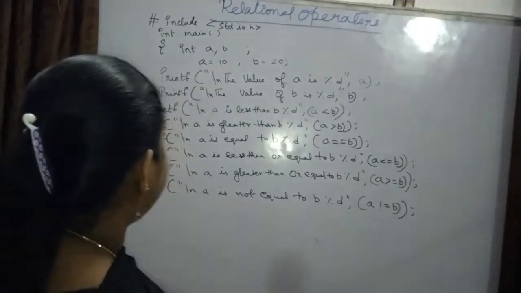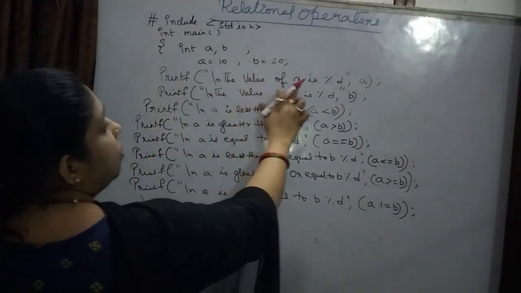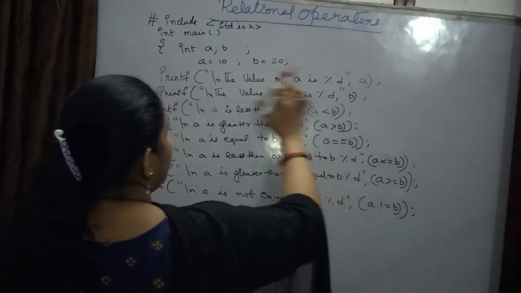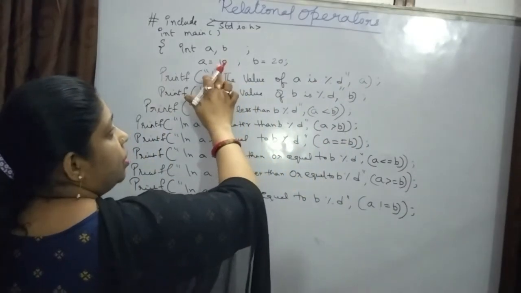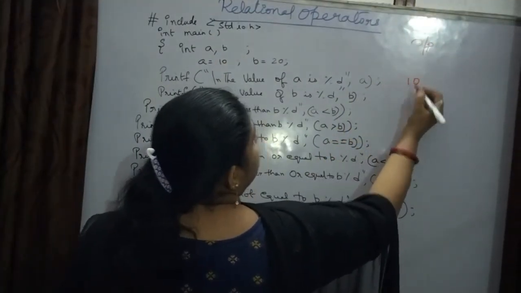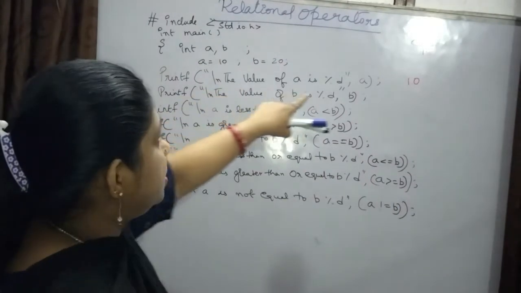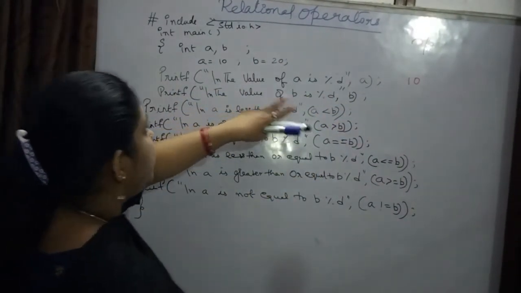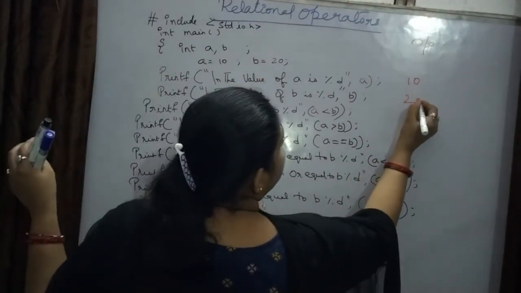Okay, now I will take the first statement. The value of a is in a variable. What is the value stored? 10. So outputs will be like this. So 10 is given on the screen. Okay, now the value of b is 20, so it will give 20.